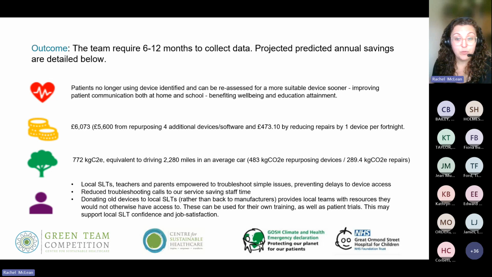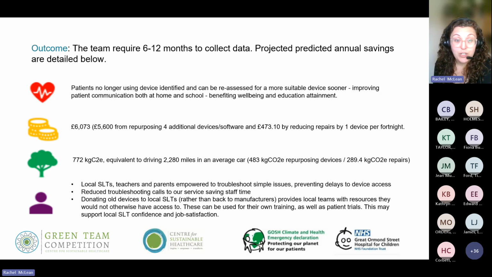Environmentally, the reduction of 4 new devices and software per year and the reduction of 1 courier journey per fortnight equates to savings of 772 kilos of CO2 equivalent, which is equal to driving about 2,280 miles in an average car. And then socially, for local SLTs, for teachers and parents, by giving this kind of troubleshooting performer to identify and prevent simple issues, they expect that this will be empowering and it will reduce delays to accessing devices if service users are needing to wait for that device to be sent to GOSH to be repaired and to be sent back.